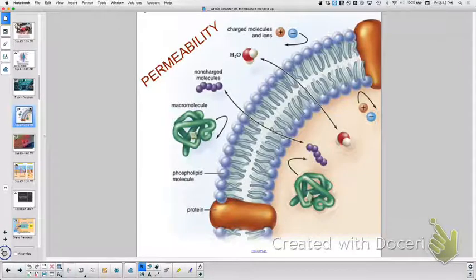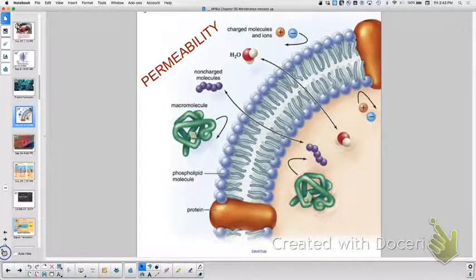Or it could use a channel or a carrier. Are those specific? Yes, very specific. Okay, if you're a channel, there's one thing you move. If you're a carrier, there might be two things you move in specific locations. So what's a carrier you can think of that does that?